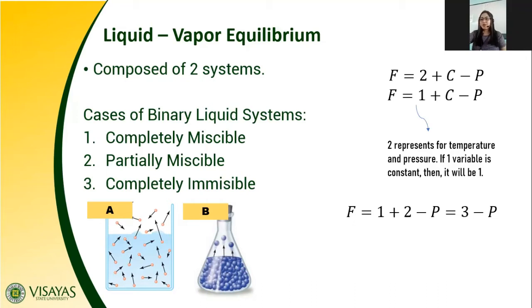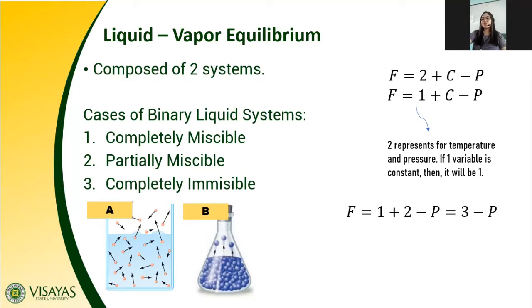When we say partially miscible, some of the components present in that liquid do not dissolve, and some of them dissolve. And last, you have the completely immiscible. From the word itself, immiscible is the opposite of miscible. So they will not mix. It will not dissolve in each other, and will not combine. In other words, they will produce two layers of liquids in a mixture.